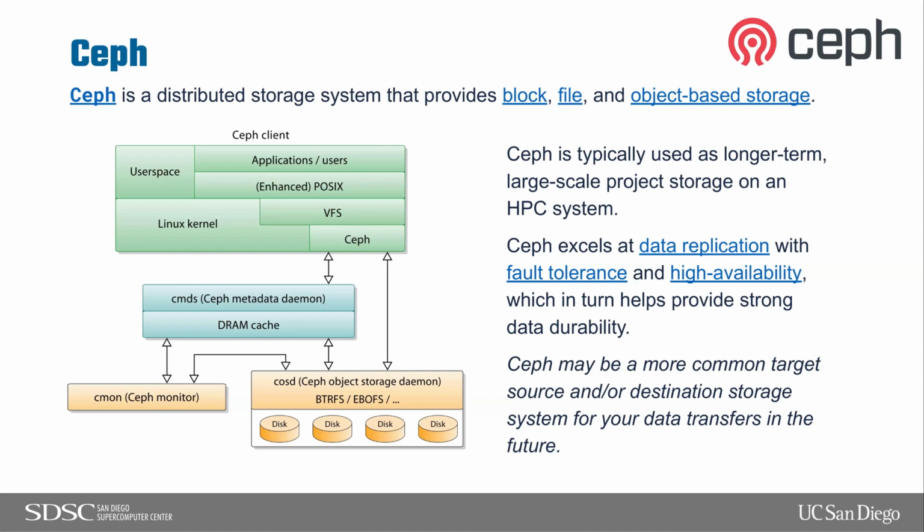But this storage system is usually really good at data replication, fault tolerance, and high availability. So it's good for preserving your data. It's usually used for project type storage, where if you need to keep data for long amounts of time and make sure it's not corrupted, this is one of these file systems that you might want to target your data transfers to or from, depending on your use case for your research workflow.